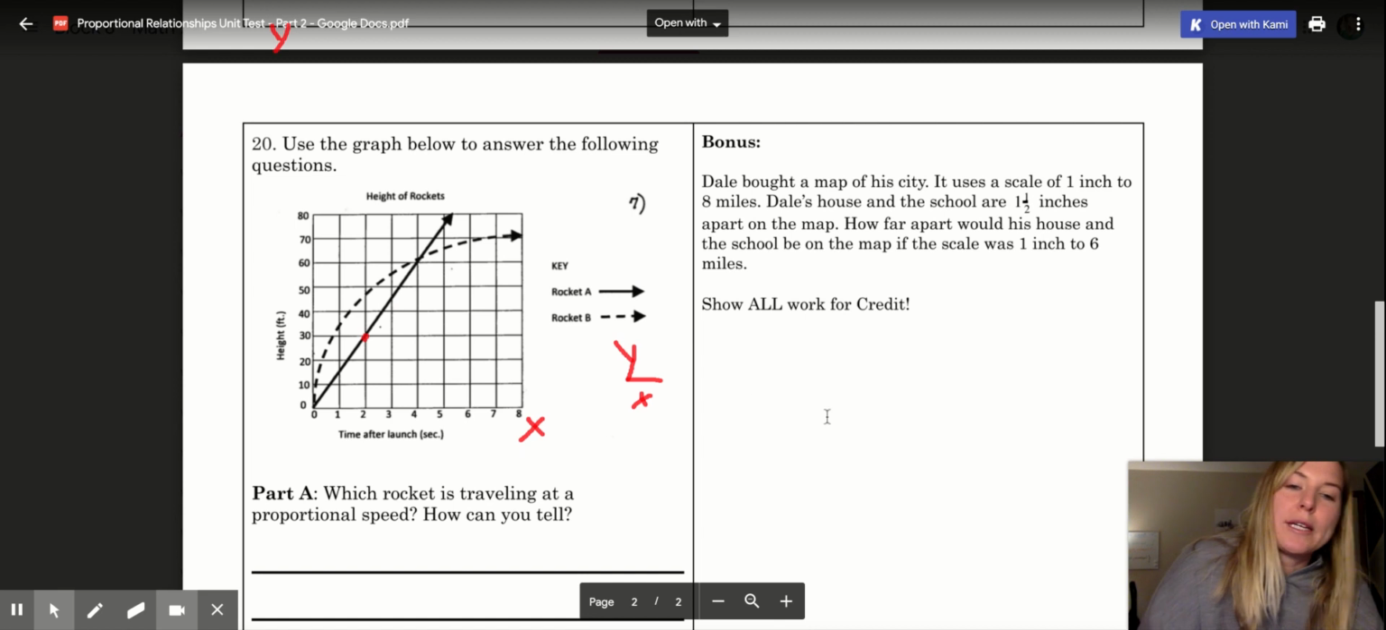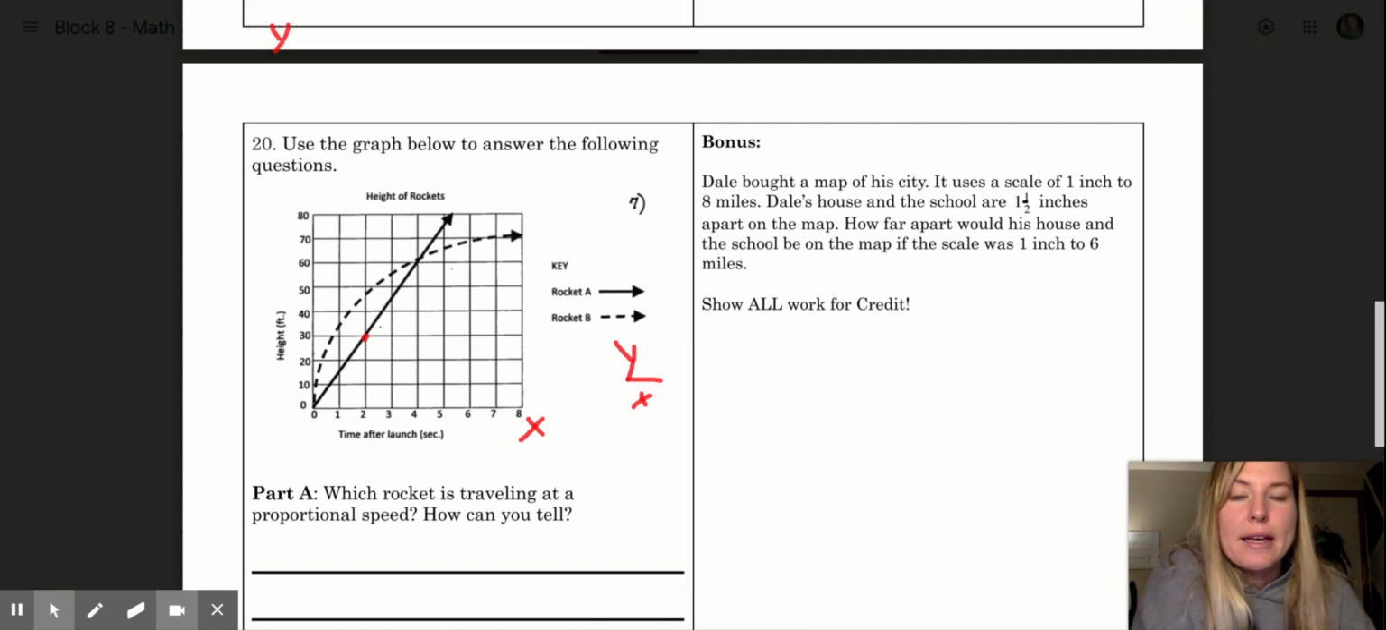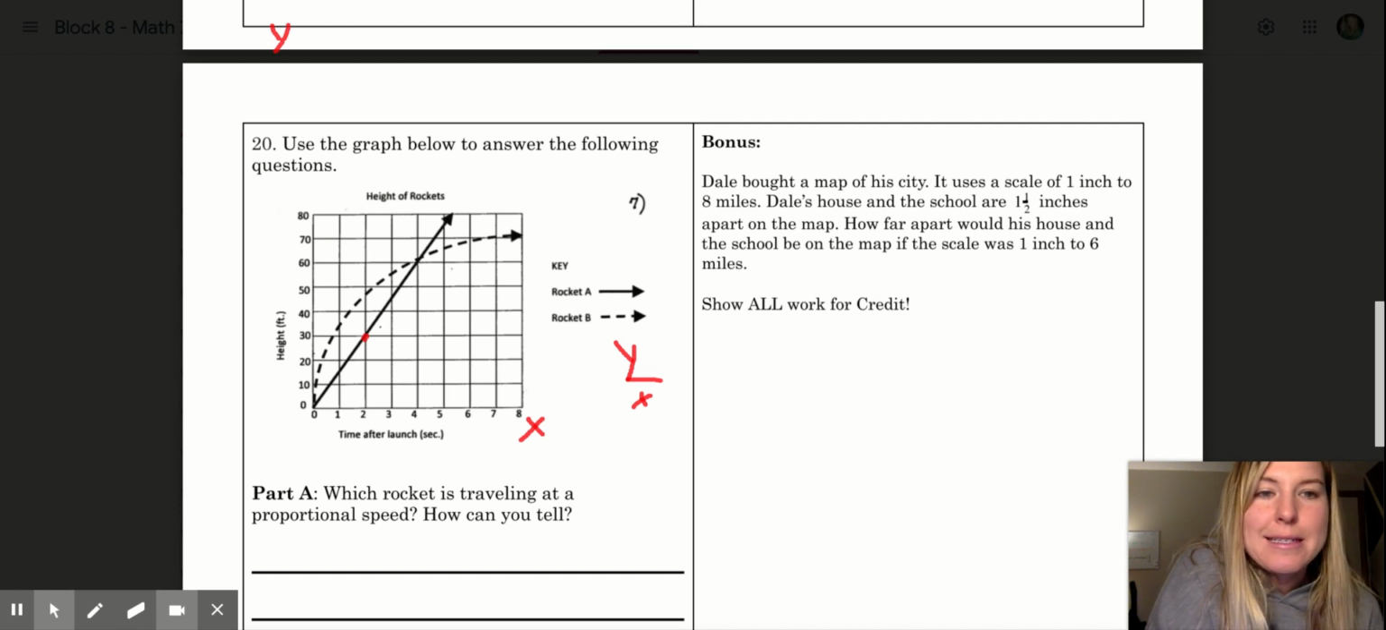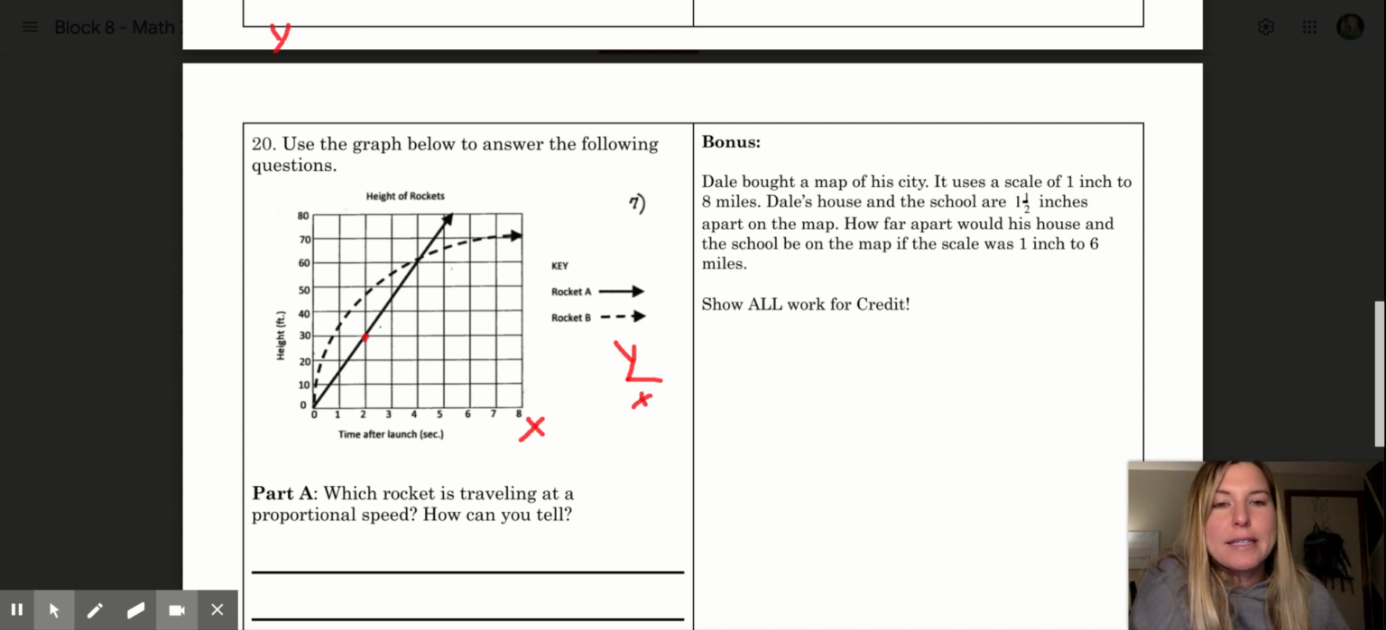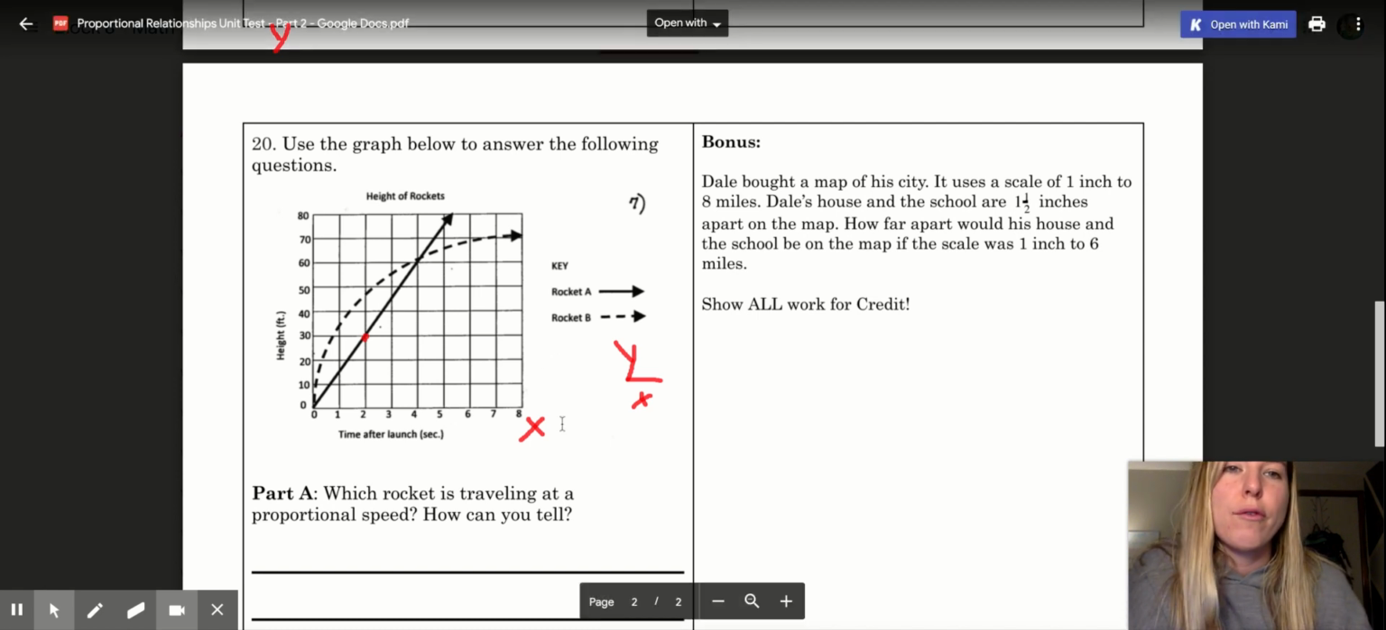All right, and I'll read the bonus, but I'm not going to go over how to do it. That's you on your own. Dale bought a map of his city. It uses a scale of 1 inch to 8 miles. Dale's house and the school are 1.5 inches apart on the map. How far apart would his house and the school be on the map if the scale was 1 inch to 6 miles? Show all work for all credit.